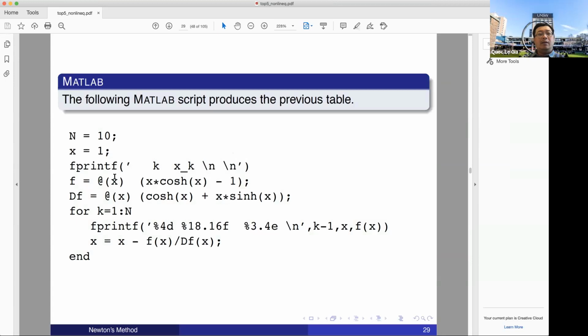This one is the script I just wrote, and I put it in the slide. This one is the function f, and this one is the derivative, which you can compute by hand, and you print out the table. This is the formula for Newton method: x_{n+1} equals x_n minus f of x_n over f prime of x_n.